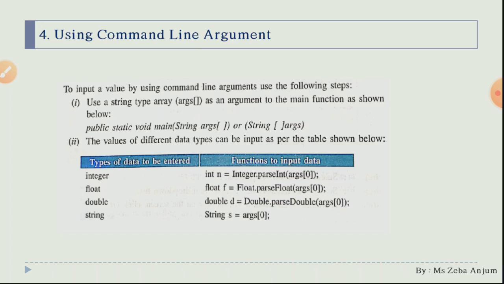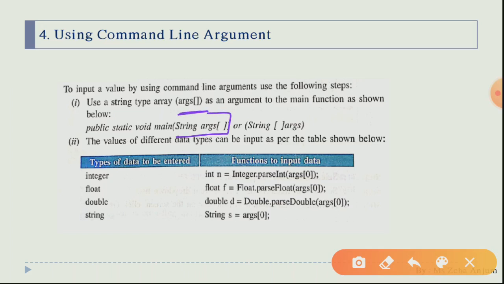Okay, moving forward, the fourth way in which you can take input is using the command line argument. See my dear students, when we talk about command line arguments, basically we are talking about the arguments you use in public static void main. This is String args, right? You take your input from here when you talk about command line arguments. Okay, so see over here, this args is basically an array.